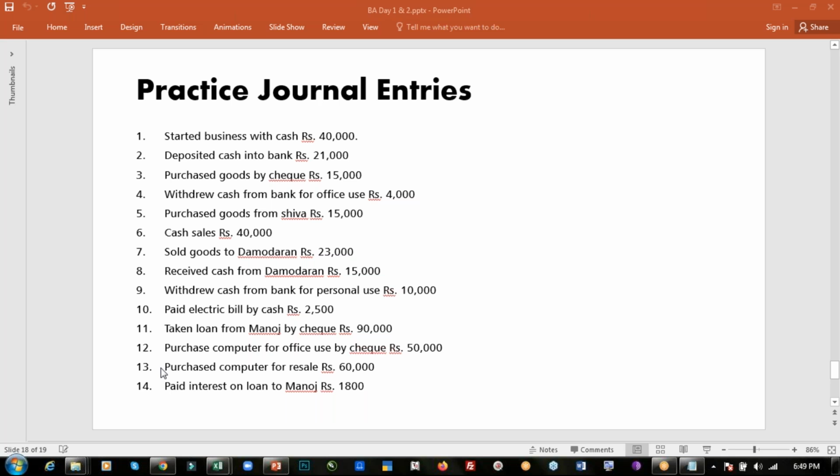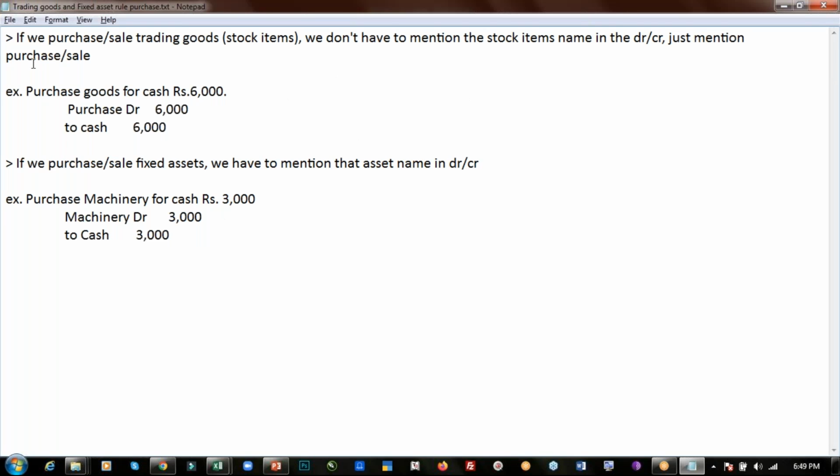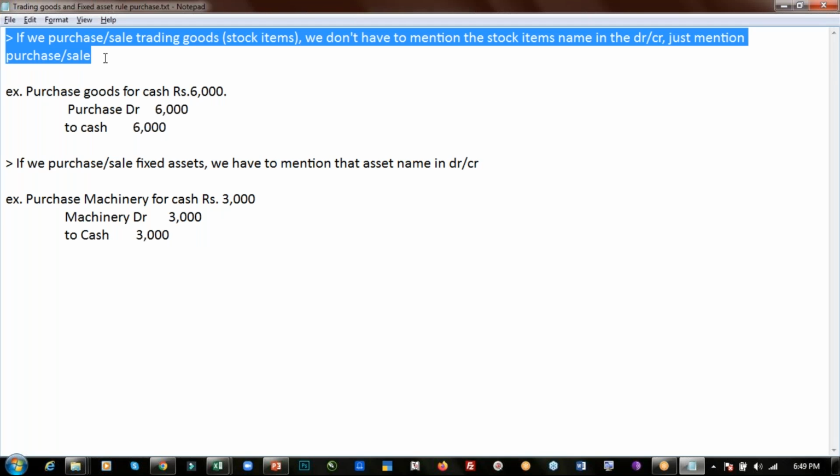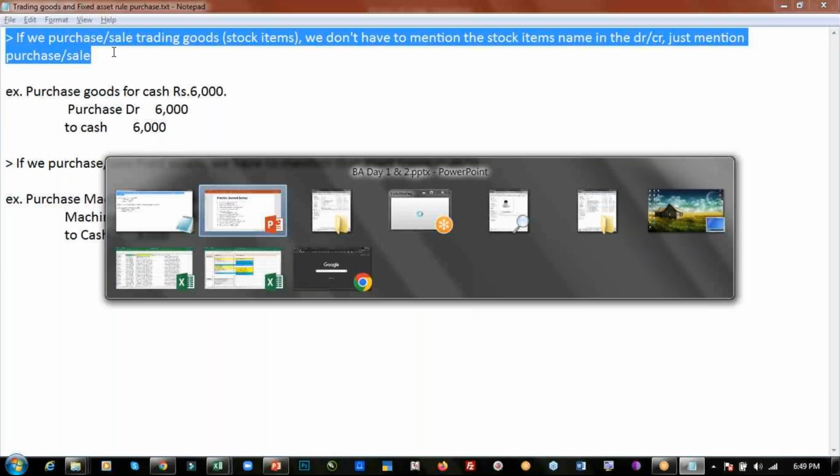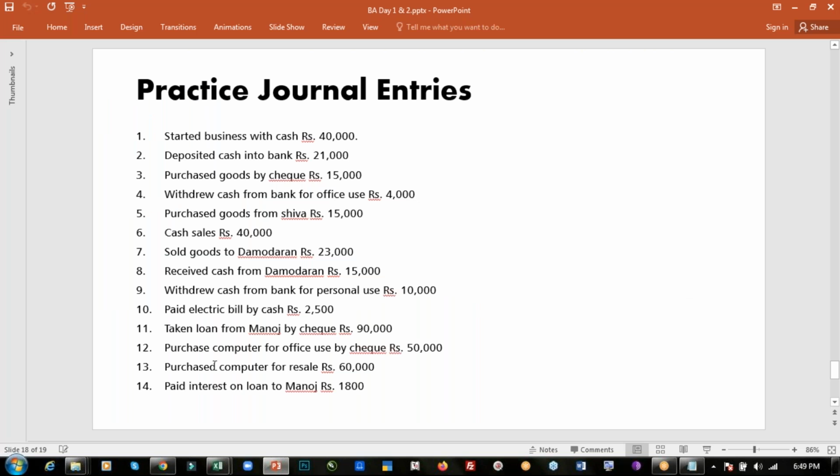If we purchase or sell the trading goods, we have to mention purchase and sale, not the goods name. You have noted this point earlier. So for that reason, purchase goes for the debit. There is no payment method given, so we will treat this as cash. Purchase debit to cash will be the entry. Is this clear now?